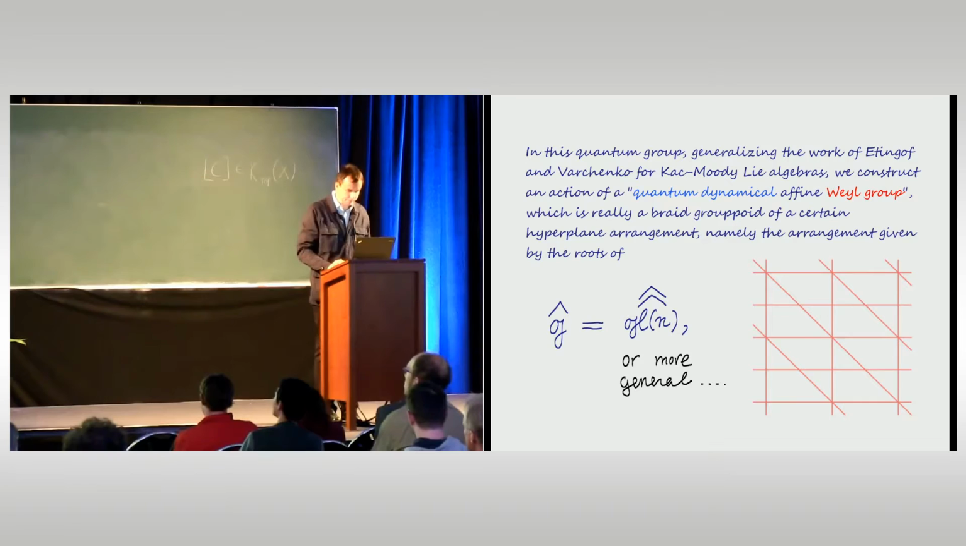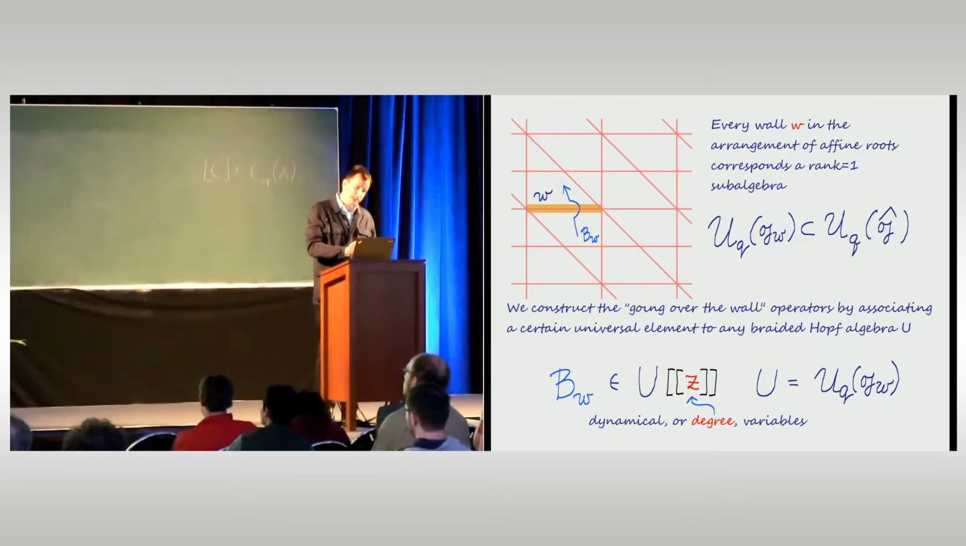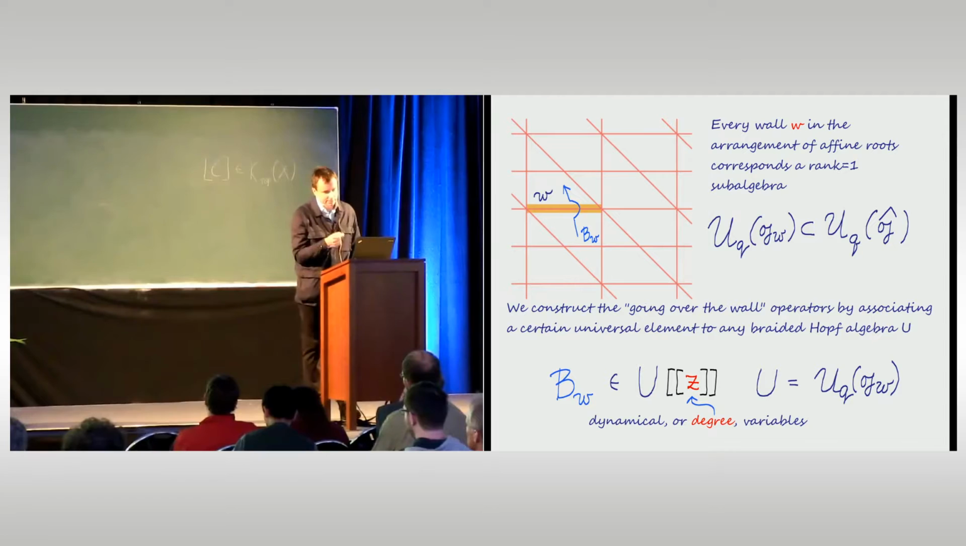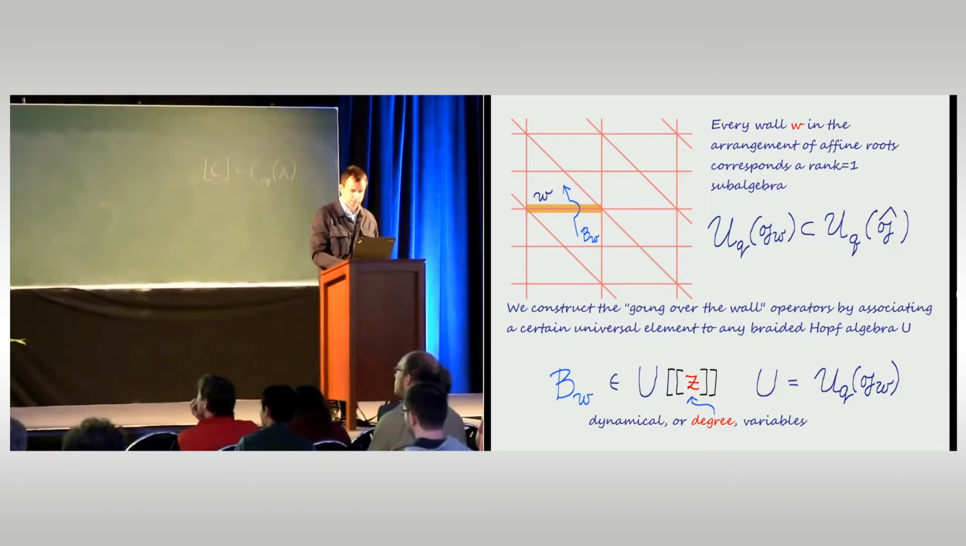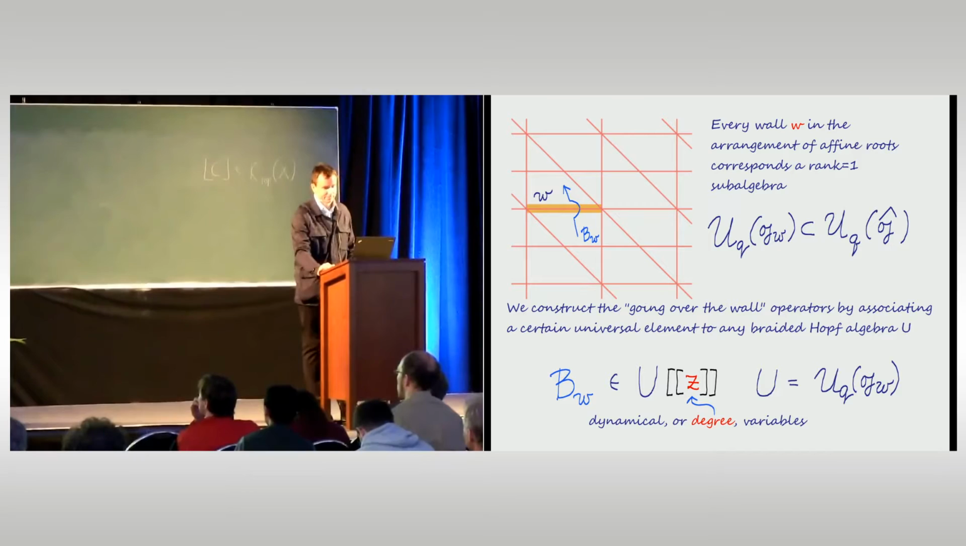And so the way it goes is that you look at this arrangement of hyperplanes, which are like the walls of your affine Weyl group arrangement, and for every one of them, if you cross every wall, there's a rank one subalgebra corresponding to that wall, denoted here. So these q's have to be h bar. All these q's have to be h bar. I apologize. There's three occurrences of q on this page. They all have to be h bar.